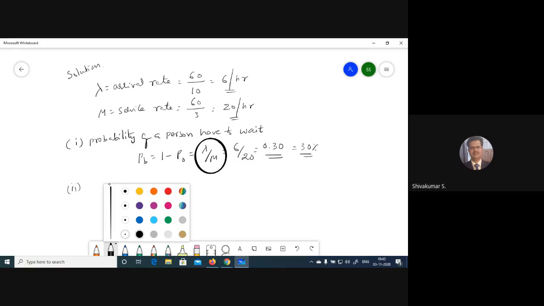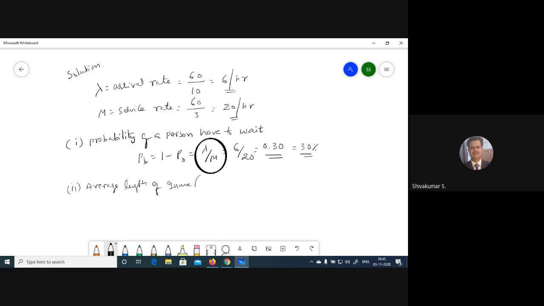Okay, so the question is, here we are finding the average length of Q from time to time. So that is called LS is equal to mu by mu minus lambda. So mu 20 by 20 minus 6. So 20 by 14, that is 1.43. That is the length of Q from time to time, LS is mu by mu minus lambda.